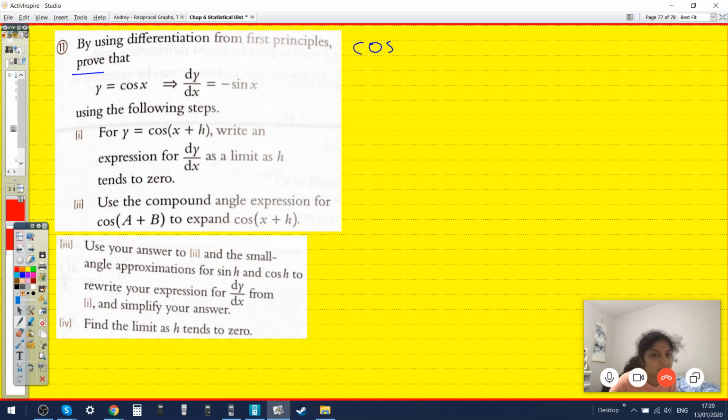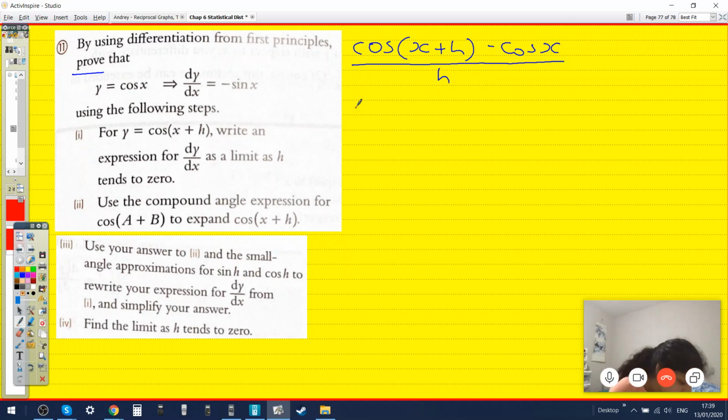Cos of x plus h minus cos x in brackets. It doesn't have to be, but over h. Use the compound angle expression to expand. Well, you get given those as well. Okay, so that would give you cos x cos h minus sine x sine h.